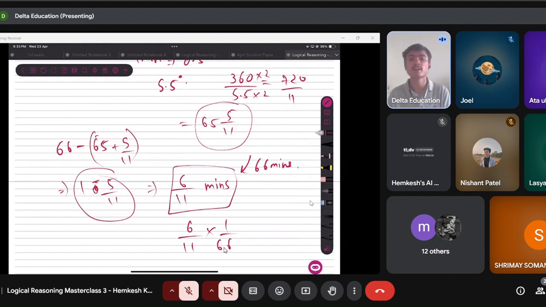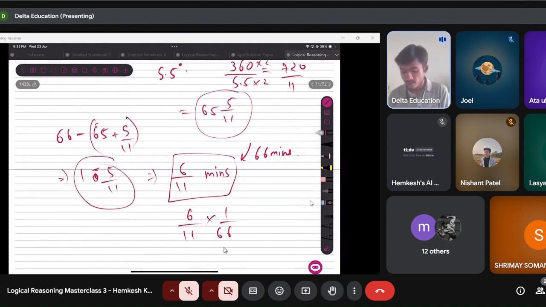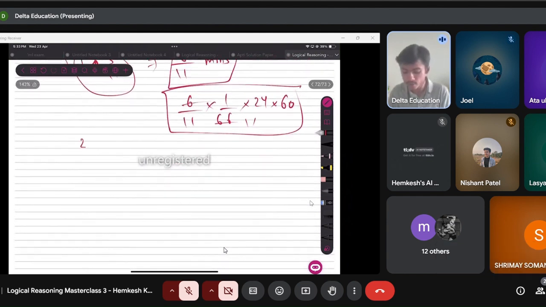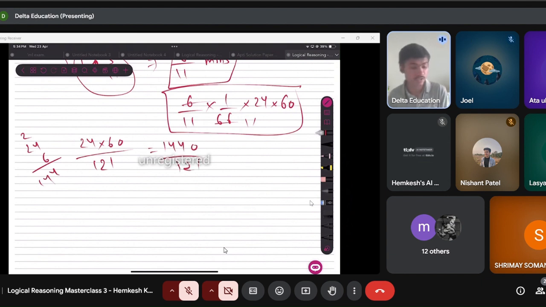Joel, if you are here, so we could do this simply, and we need to find the error for 24 hours, and we need to find it in minutes. So 24 hours, each hour has 60 minutes. If we solve this, we would get the answer as 24 into 60 upon 11 square, which is 121. Are you getting this question, Joel? Any doubts? 6 fours are 24, 6 twos are 12, and 14440 upon 121. If we solve this, we would get the correct answer.